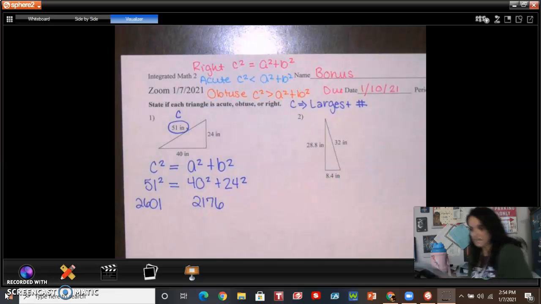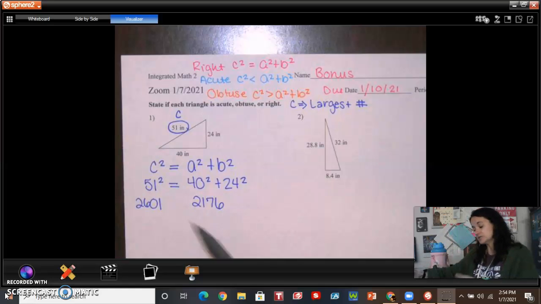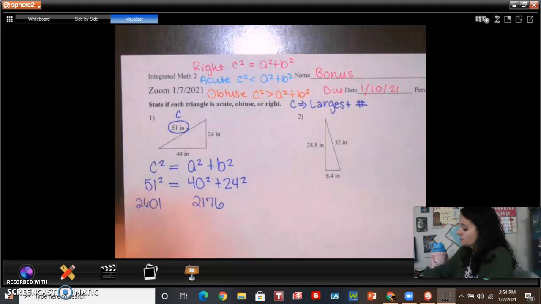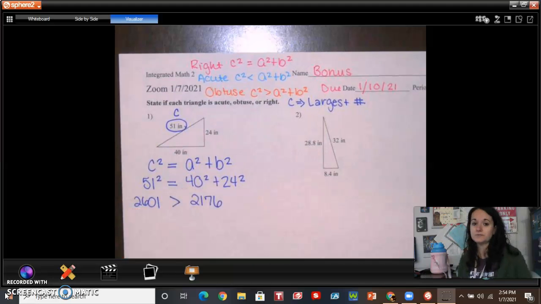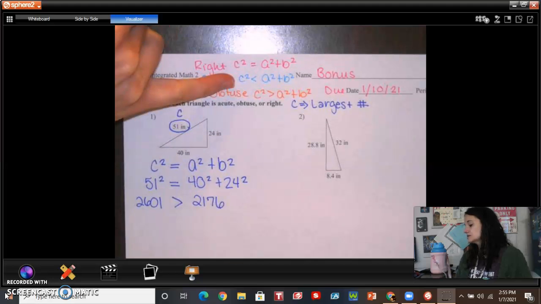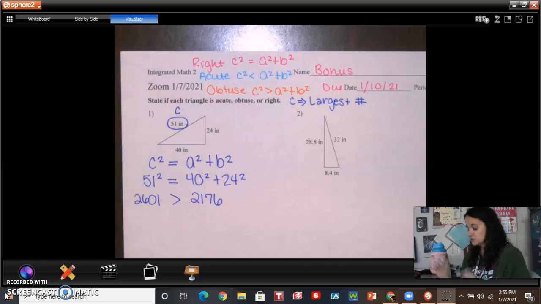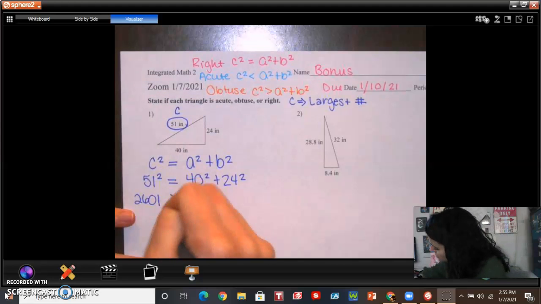So they're obviously not equal. The rule is you want Pac-Man to eat the larger number. So if I'm looking at 2601 and 2176, which one's larger? Well, that would be 2601. Then just look up here to see which one it matches. It's not equal, it's not pointing to the left, it is pointing to the right. So our answer for this one is that it is an obtuse triangle.